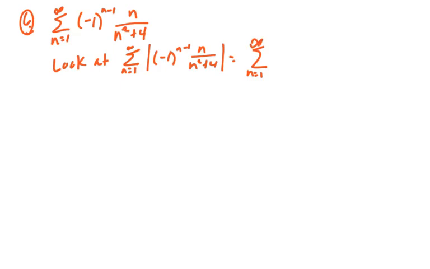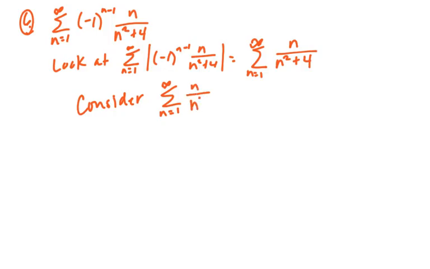Do we need absolute value on the top? Absolute value of n. We don't need it on the bottom. n squared plus 4 is always positive. But n starts with 1 and goes to infinity, so it's always positive as well. Oh, now see, I see a p-series happening here, maybe geometric. So let's say consider. Whenever we're going to do a comparison test, we're going to look at the leading term. The leading term in the top is n. The leading term in the bottom is n squared. And this reduces to the sum of 1 over n.